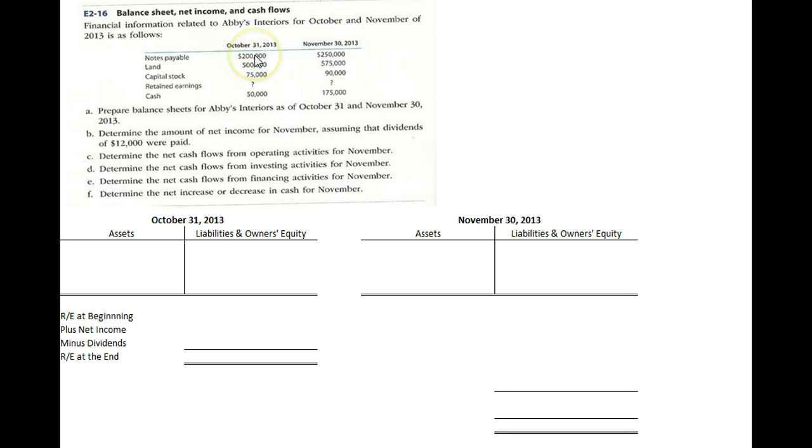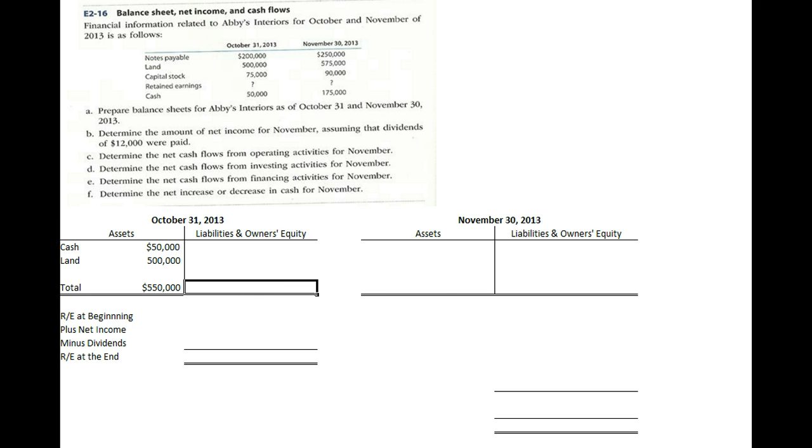Notes payable is a liability account, that's money that we owe. Land is an asset, it's something that we own. Capital stock is one of our equity accounts, as is retained earnings. And cash is an asset, it's something that we own. So let's put our assets together on the left-hand side of the balance sheet. That would be cash and land in this example for a total of 550.